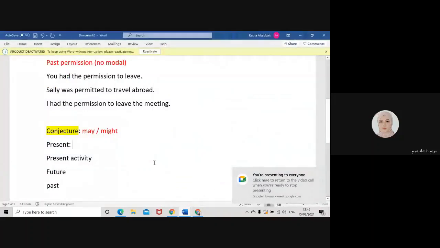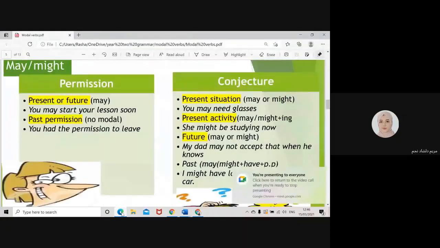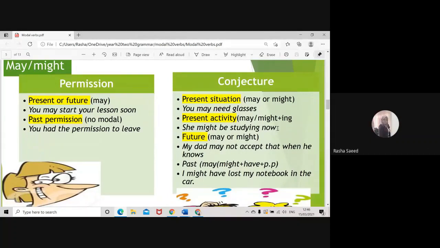Doctor, can I ask now? Yes? Yeah, sure. Doctor, in the fourth point, conjecture about present activity, why do we use be after may? Why do we put it? Because the present continuous always uses be plus the ing form of the verb.